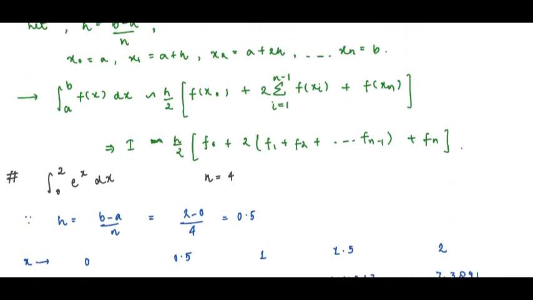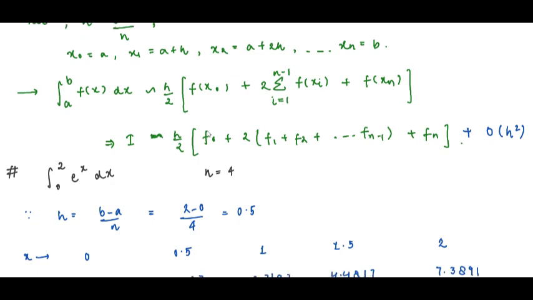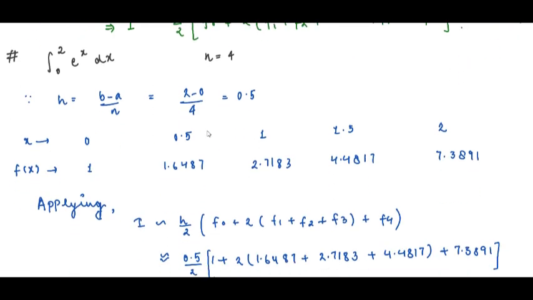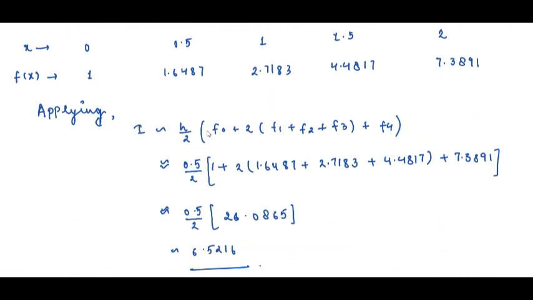Now comes the error part. The composite trapezoidal rule has a truncation error of order h squared. This means the method is second order accurate. So the error decreases as the step size h becomes smaller, provided the function is sufficiently smooth. We'll study error analysis in numerical integration in more detail when comparing different integration methods.